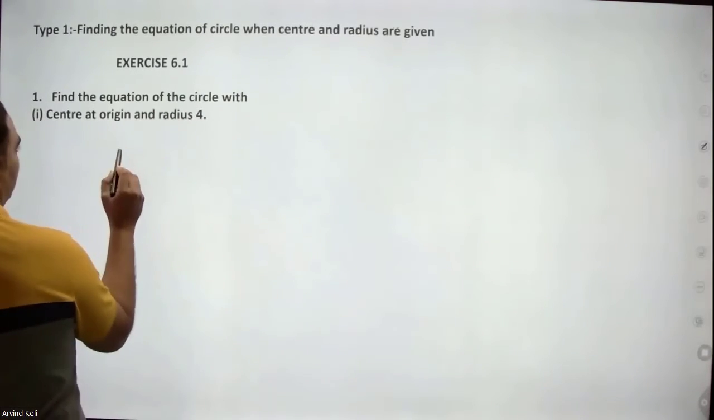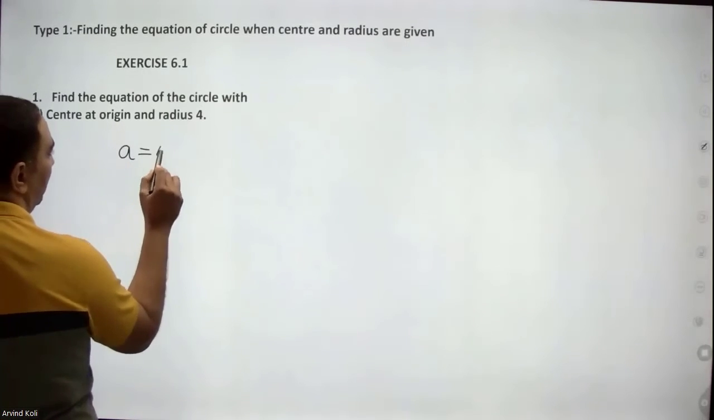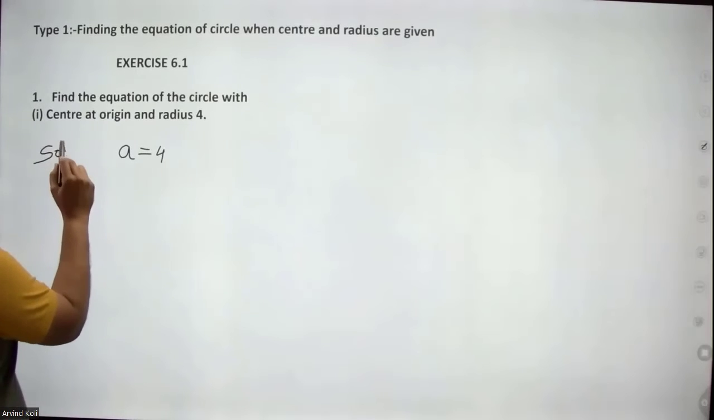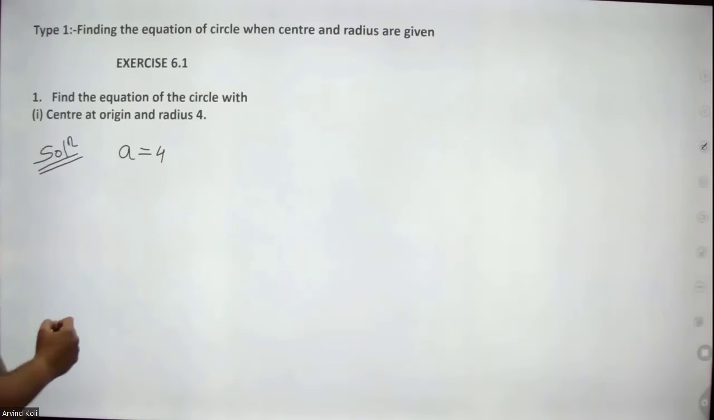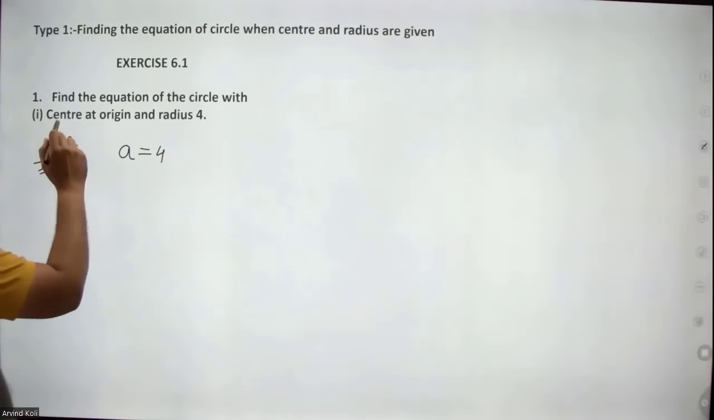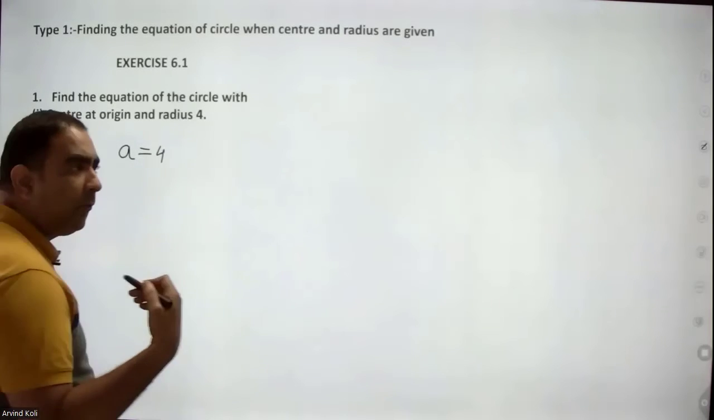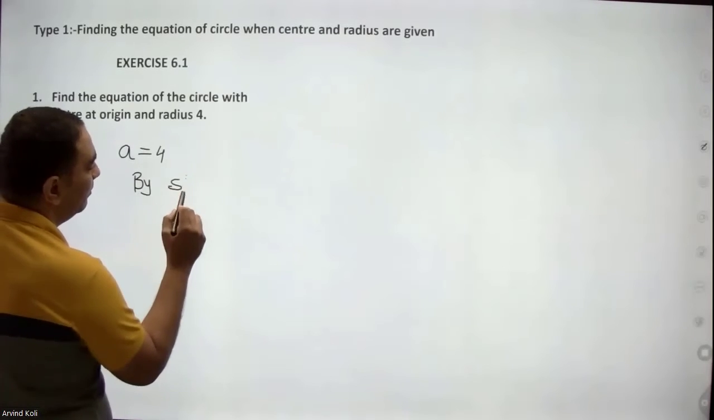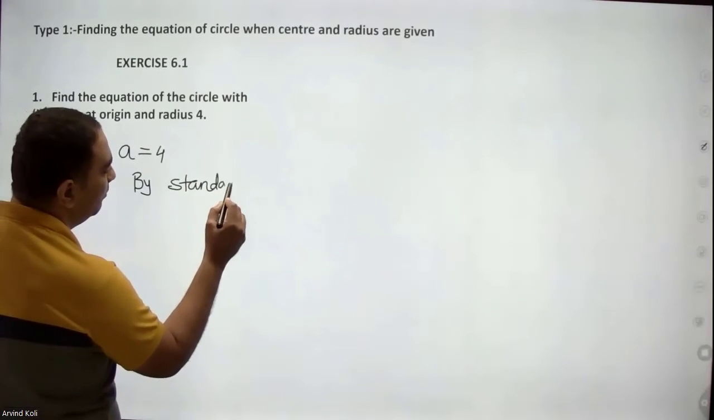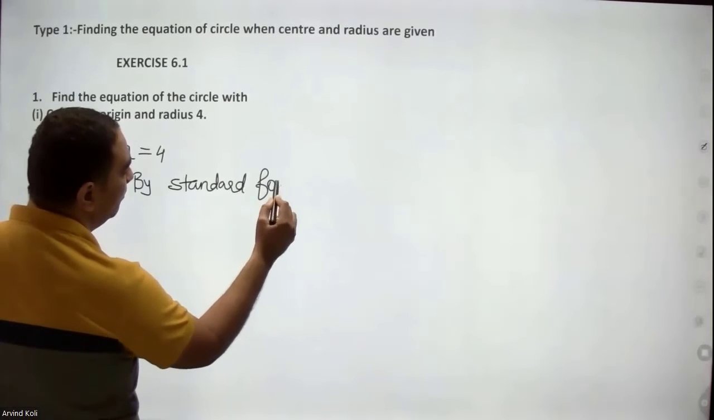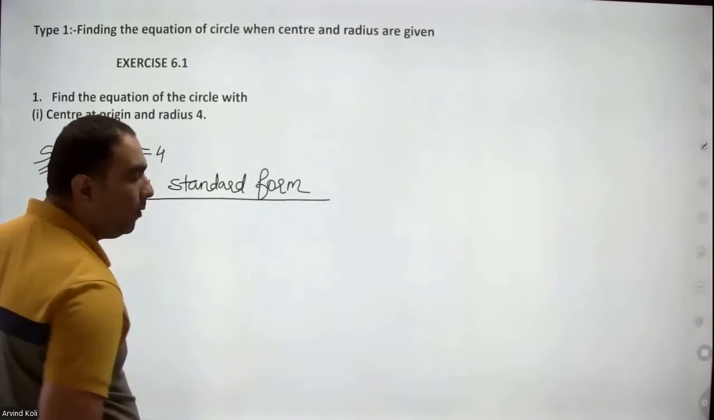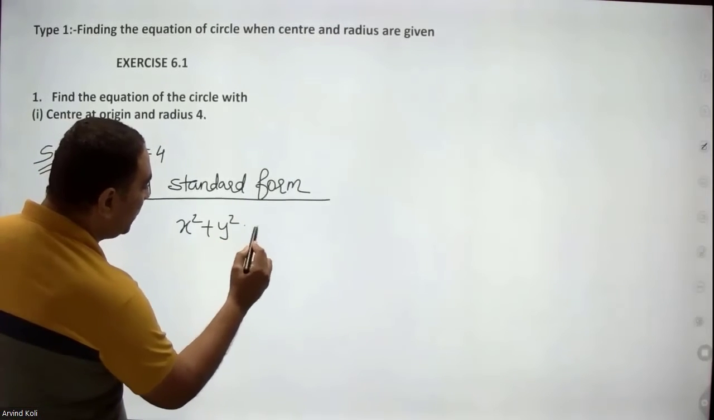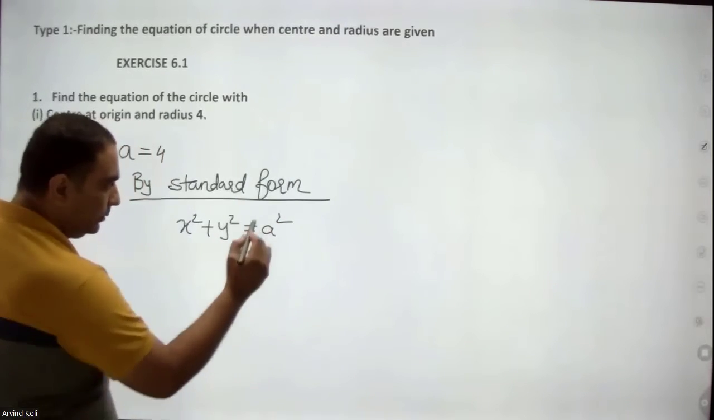So a is equal to 4. Radius is 4, यानी कि a is equal to 4. And since the center is at origin, कौन सा फॉर्मूला यूज करेंगे? We will say by standard form. What is the formula? The formula is x square plus y square is equal to a square.